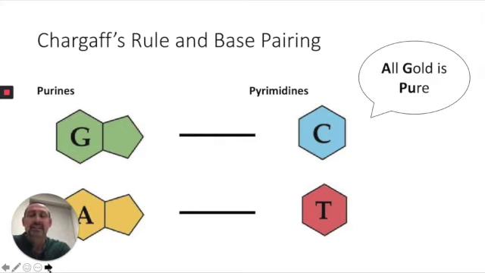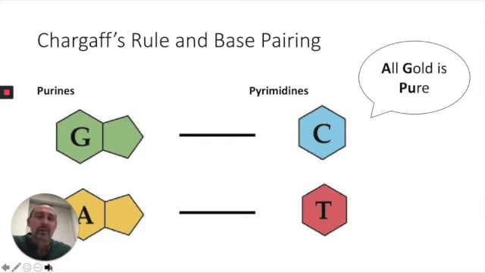The A's and the G's are called purines. You'll notice that there are two rings in that molecule connected together. The pyrimidines only have one ring. But purines pair with pyrimidines. G's and C's pair, A's and T's pair. So the way you can remember purines is this little mnemonic: all gold is pure. All adenine, gold, guanine, pure, purines.